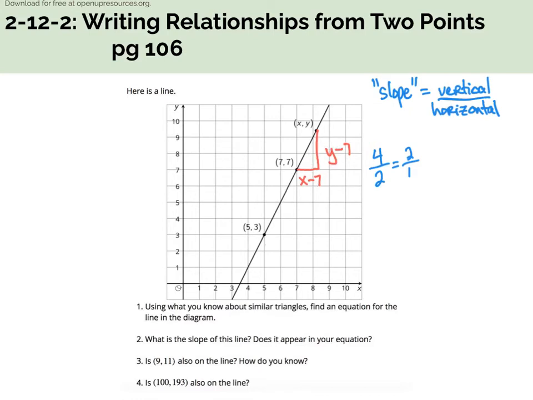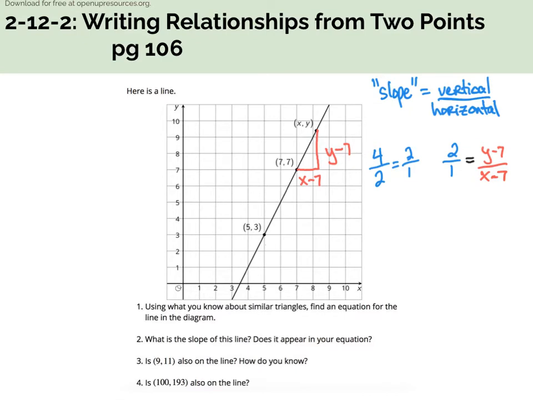And then we actually made it equal to each other. So we said that we had our slope, which is 2 over 1, and we made that equal to the other triangle, which is y minus 7 over x minus 7. So this is one equation that we could have made. We also could have made a different one.